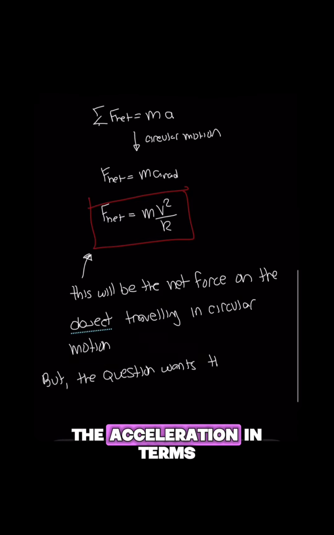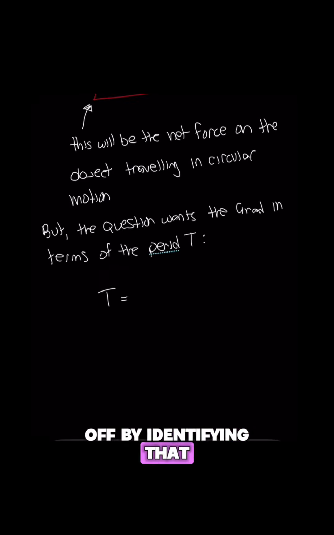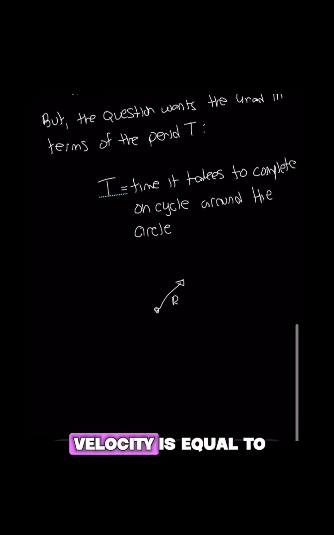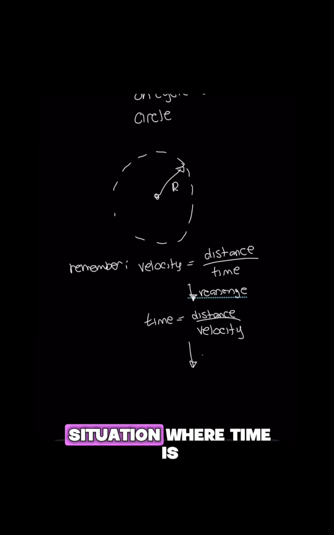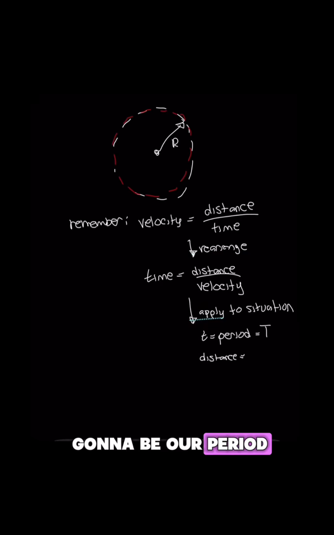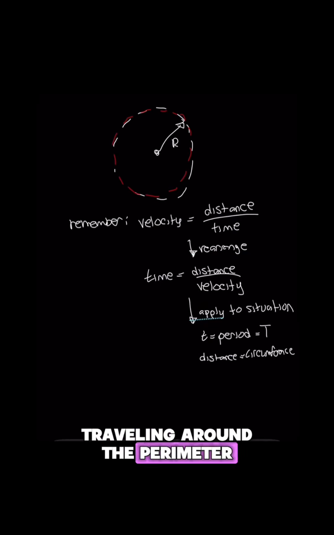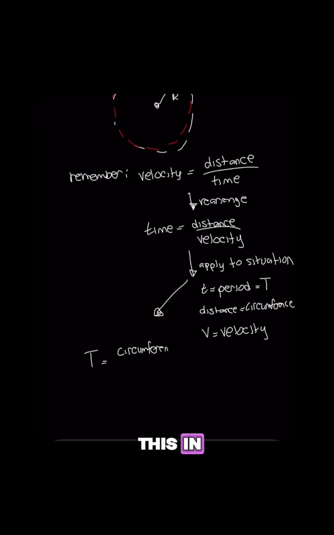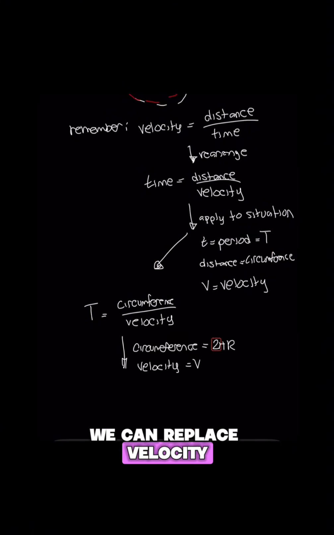But the question wants the acceleration in terms of the period. So we can start off by identifying that the period is the time it takes to complete one cycle around the circle. If we remember, velocity is equal to distance divided by time, and then we rearrange for time. We can apply this to our situation where time is going to be our period, distance is just going to be the circumference because the object's traveling around the perimeter of the circle, and v is going to be equal to velocity. We can plug this in, and then we can identify that the circumference of a circle is 2 pi r.